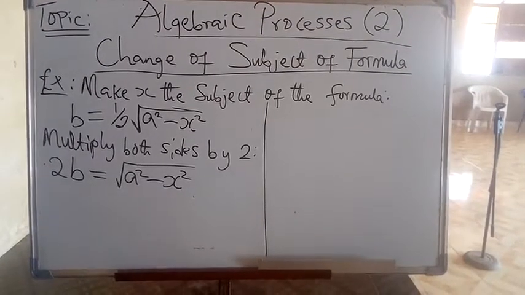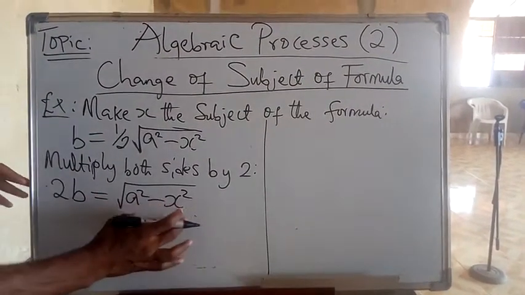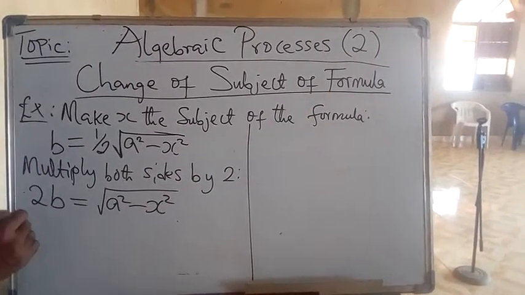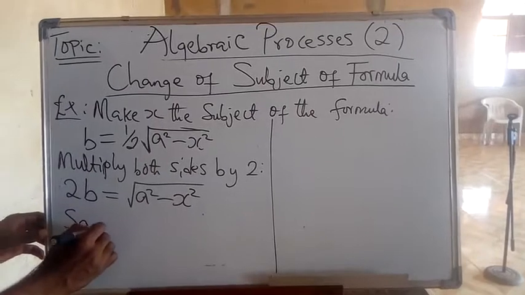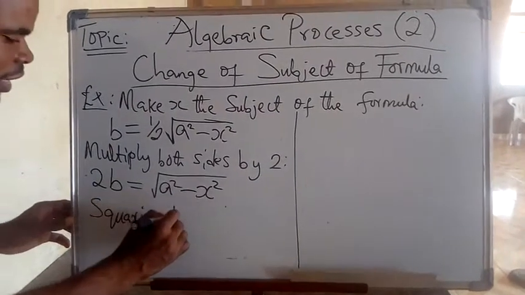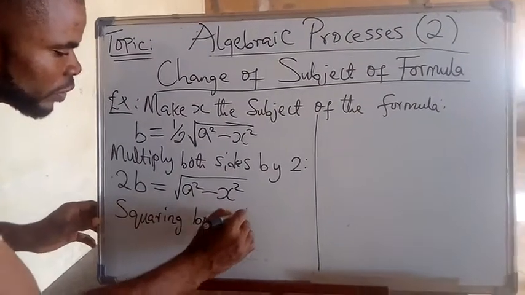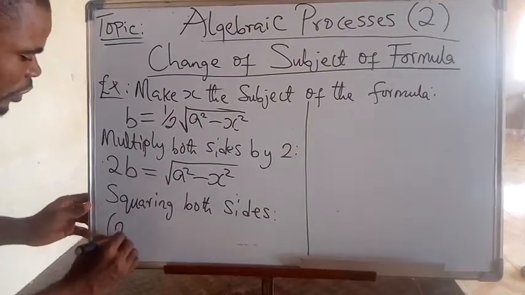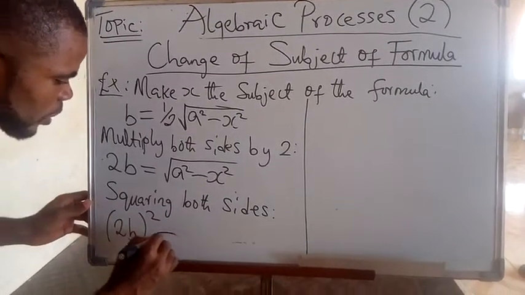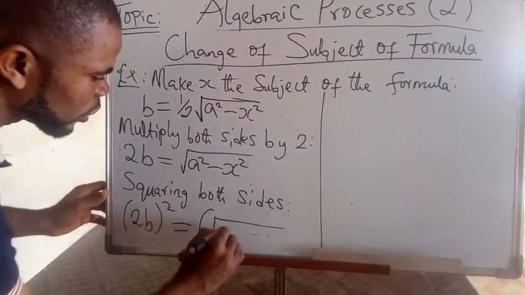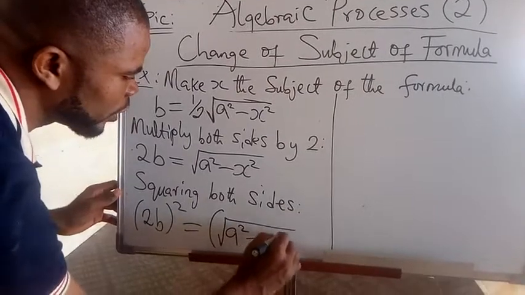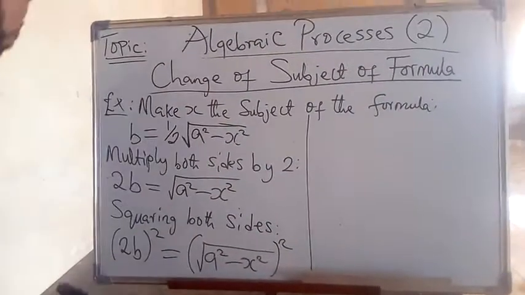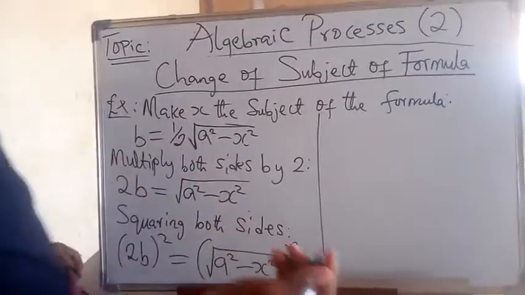I was saying that now, since this is a square root, we are going to do the reverse, the opposite of the square root, which means we are going to be squaring. We'll square both sides. When we do that, we are going to have 2b squared equals the square of the square root of this. Of course, you know that the square root of any number will give us that number.